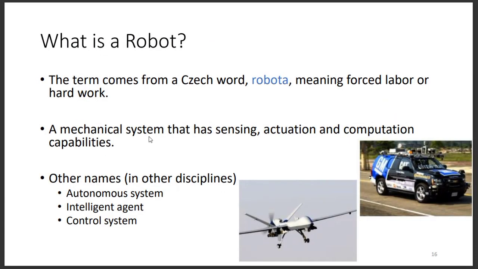What is a robot? We have the word robot, but where did it start? It comes from the word robota, used for labor, mostly labor, not hardware. It means a mechanical system that has sensing, actuation, and computation. It senses, works, and computes, with computation capabilities, learning, autonomy, intelligence, and a control system.